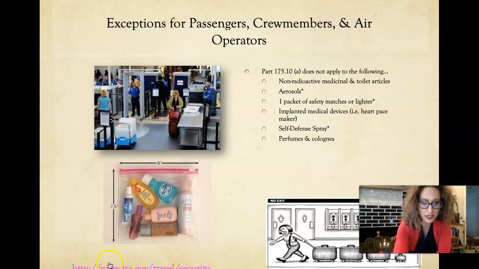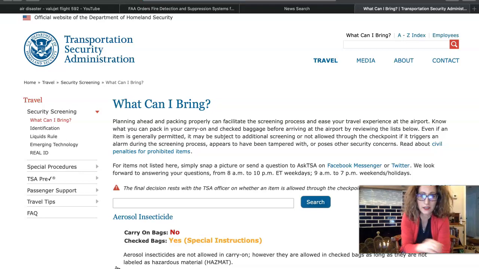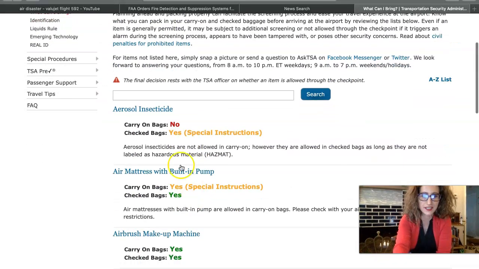I wanted to actually click on this TSA website here. I want you guys to kind of play around with this website. If your family's anything like mine, anytime they travel, which we won't be traveling for a while probably, they ask me a million questions like I know all of it. So go to this website, Transportation Security Administration, TSA. They work underneath the U.S. Department of Homeland Security. What can I bring? It gives you a list. So they tell you if you can carry it on board, and they tell you if you can check it in.